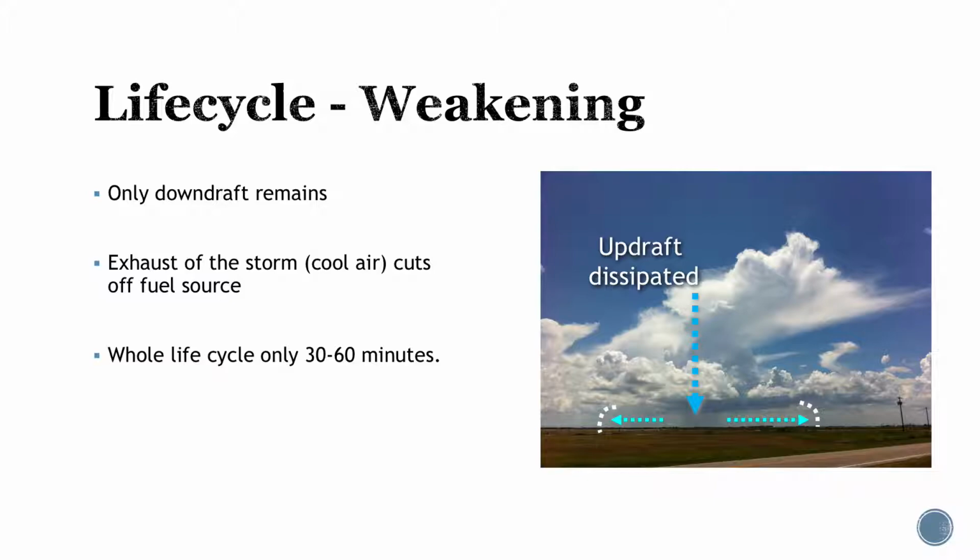So you basically just get this weakening dissipation stage where you get the thin wispy clouds and maybe some leftover showers, but nothing much left. And that whole process actually only takes 30 minutes to 60 minutes. So it can be a quick-lived thunderstorm going from just a couple of clouds to the mature stage to the dissipating stage.